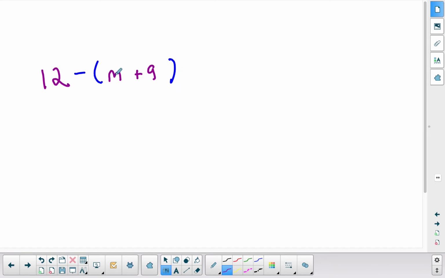You're not just taking away m. So you're going to be taking away m, of course, but you're also going to end up taking away this positive 9 right here, this part of it. So that's kind of the way that this works.